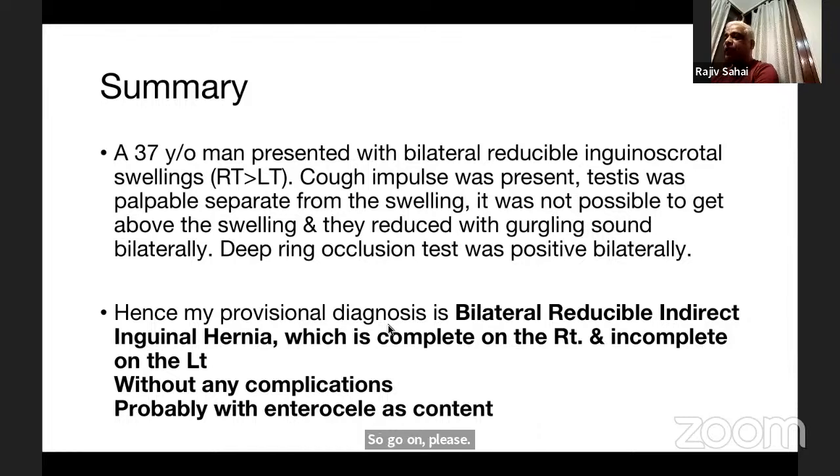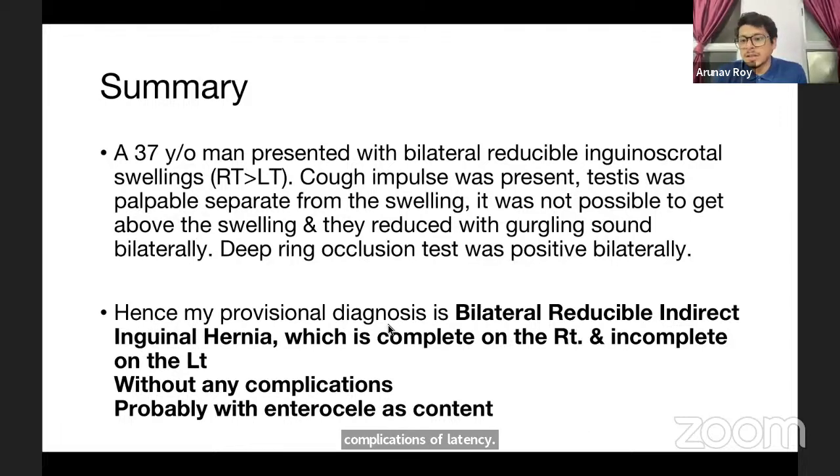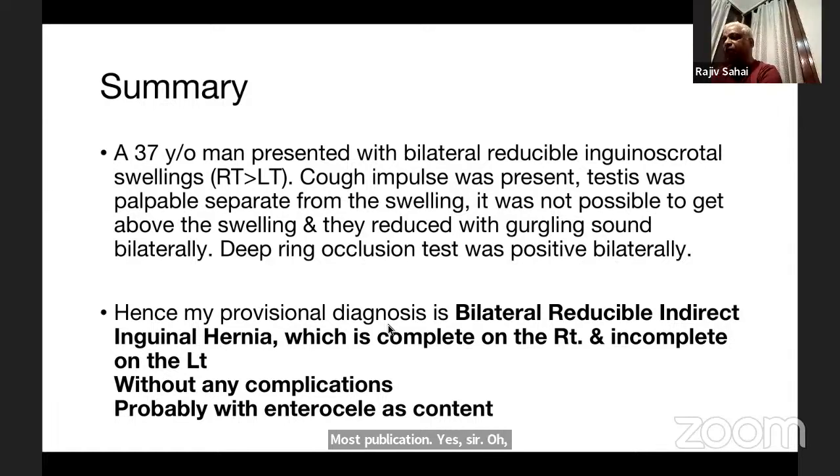Okay. What are the complications of Lichtenstein's hernia repair? Complications of Lichtenstein's repair would be, sir, first is injury to the ilioinguinal nerve, sir. That's a very common complication. Most common complication, sir. Yes, sir. Okay. That means you don't know your anatomy. If you're injuring the ilioinguinal nerve every time you do the surgery, that means you don't know the anatomy.